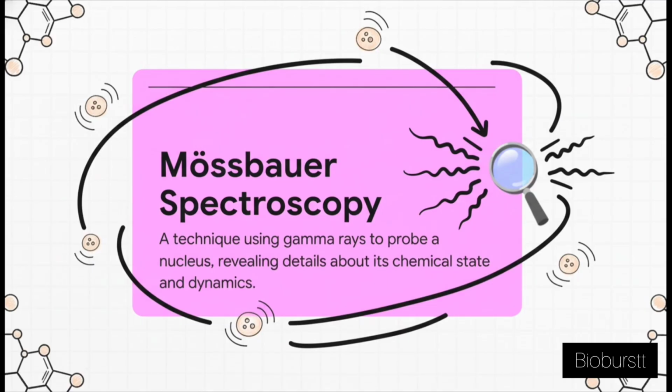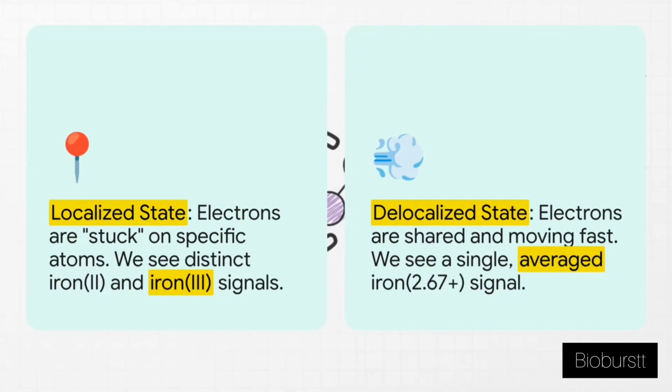Well, we use some highly specialized tools. And one of the most powerful is something called Mossbauer spectroscopy. You can think of it like a super-powered microscope that uses gamma rays to get unbelievably precise information about the world right around a specific atom, like an iron nucleus. This technique is so sensitive that it can tell us if electrons are localized, which means they're kind of stuck on their home atoms, or if they're delocalized and moving so fast between atoms that we can't even tell them apart anymore. When they're localized, we see separate signals for different iron states, but when they're delocalized, those signals just blur together into one single average signal.